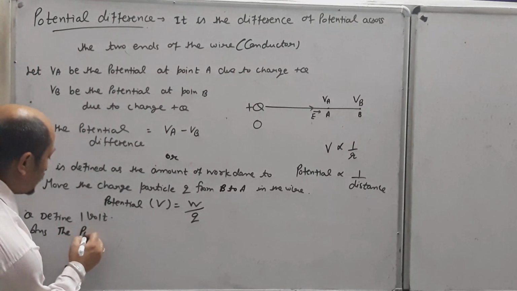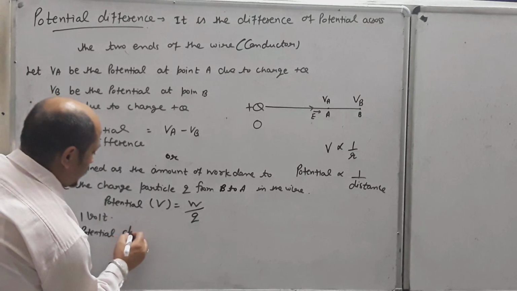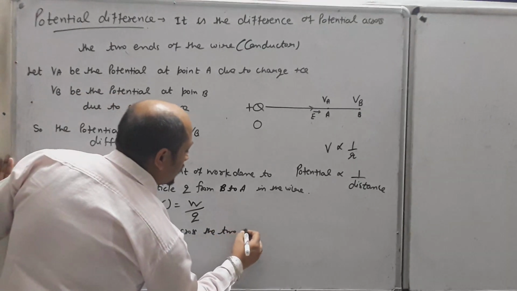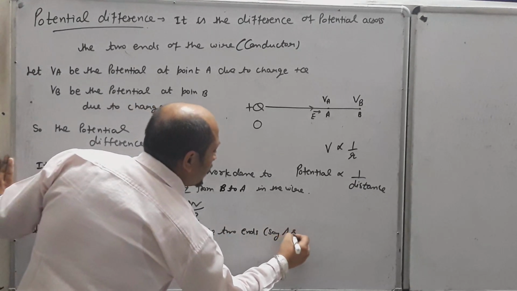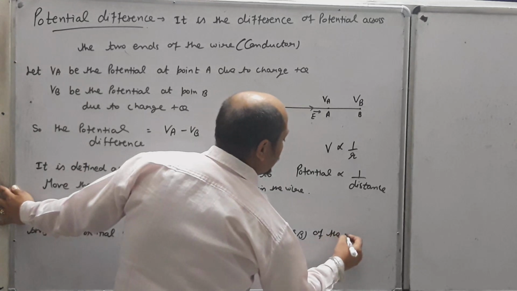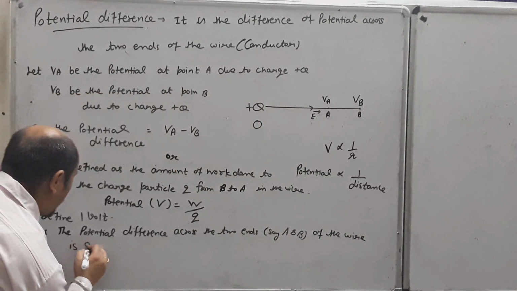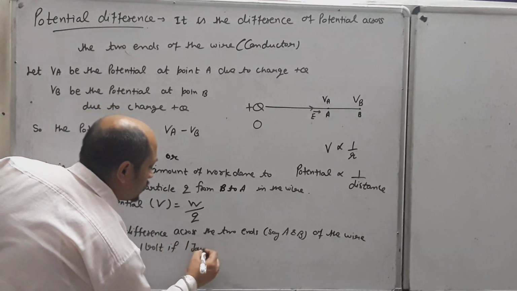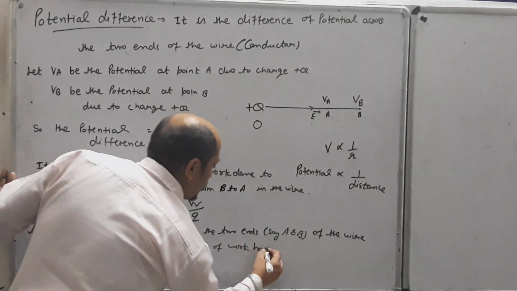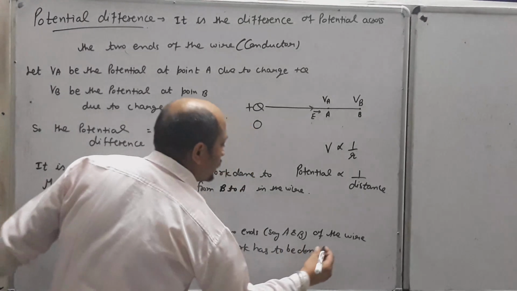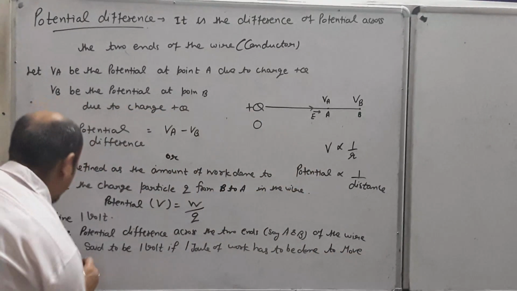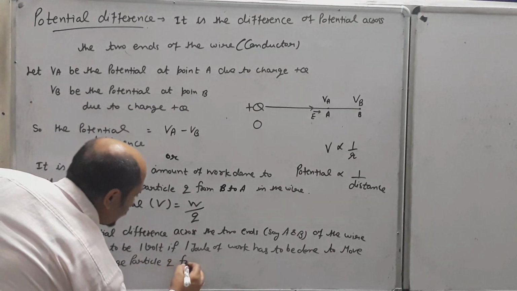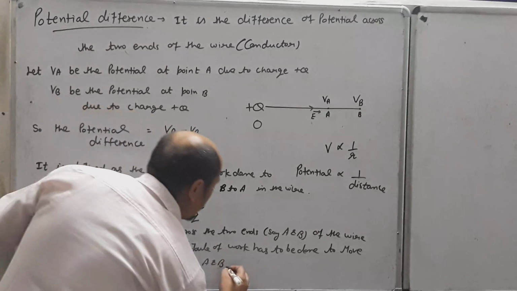The potential difference across the two ends, say A and B, of the wire is said to be 1 volt if 1 joule of work has to be done to move the charged particle Q from A to B in a wire.